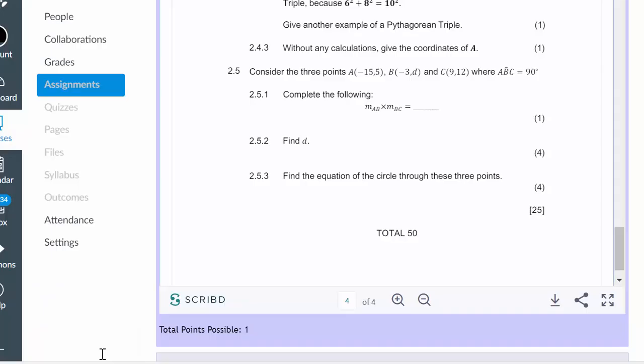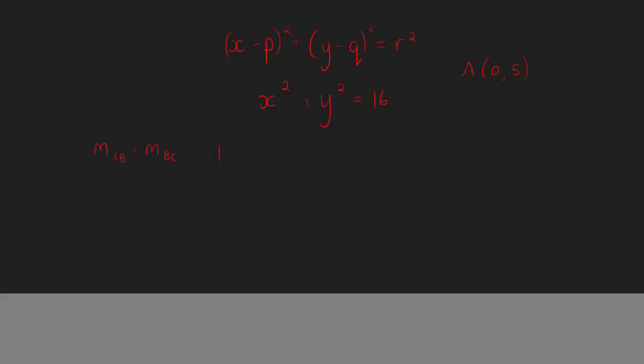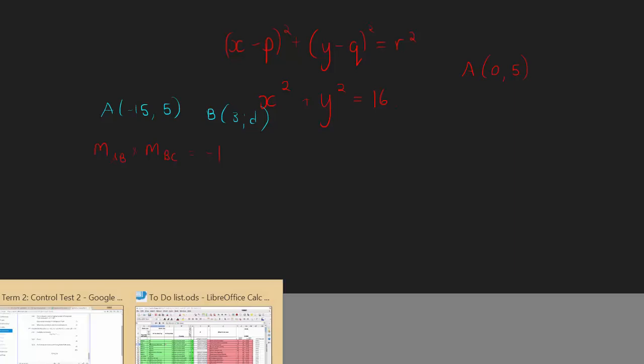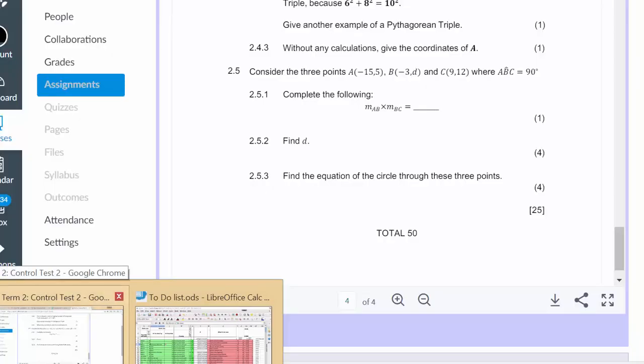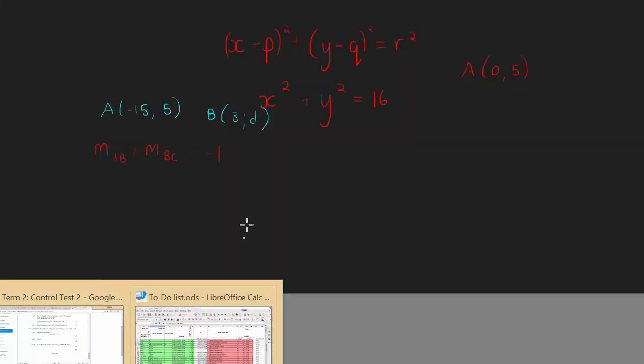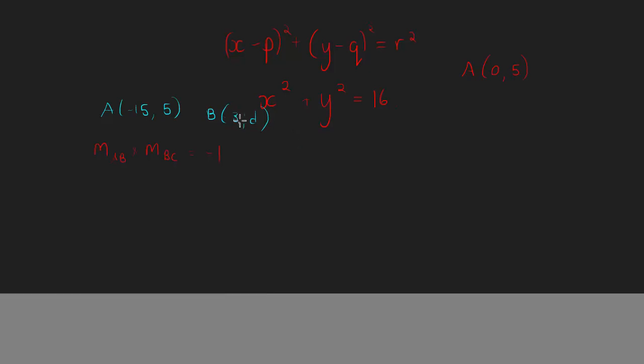15, 5, 3D, and 9, 12. So we have A is -15 and 5. B is 3 and D. And then C is 9 and 12. This is -3.